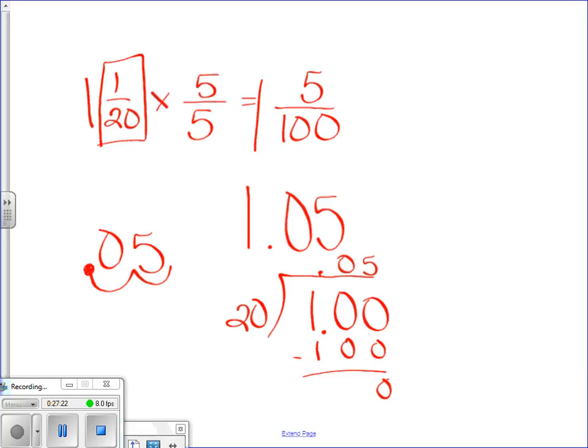Oh, this one is 20 into 1. Does that make sense? I wasn't even messing with this one. I was doing 20 divided into 1. Oh, okay.